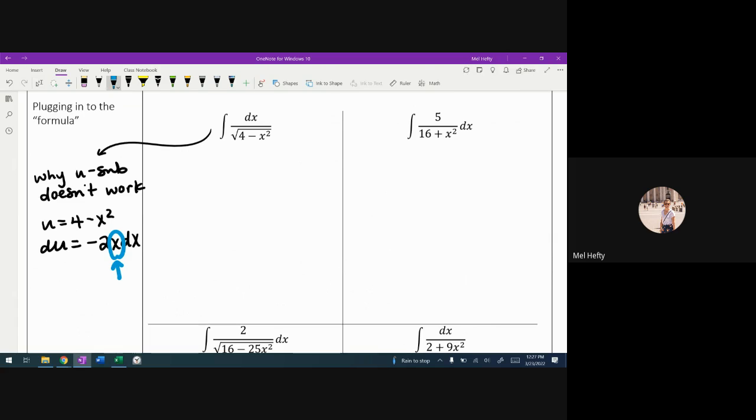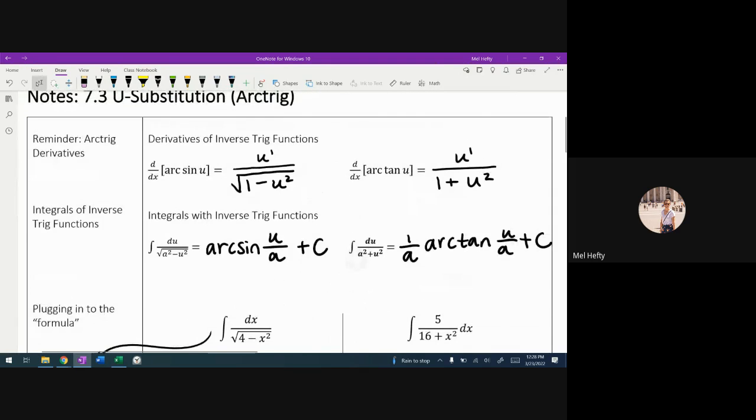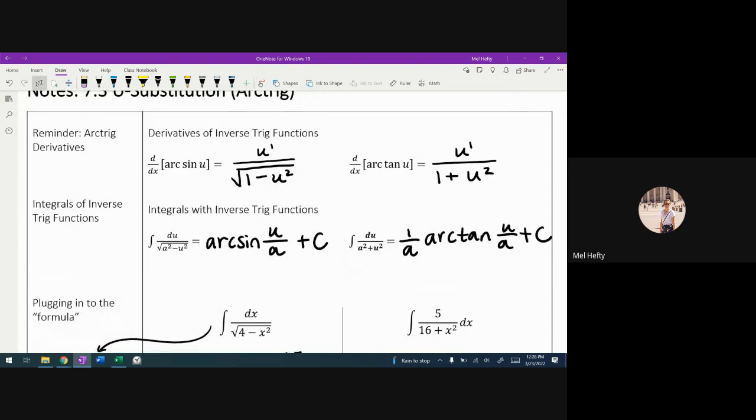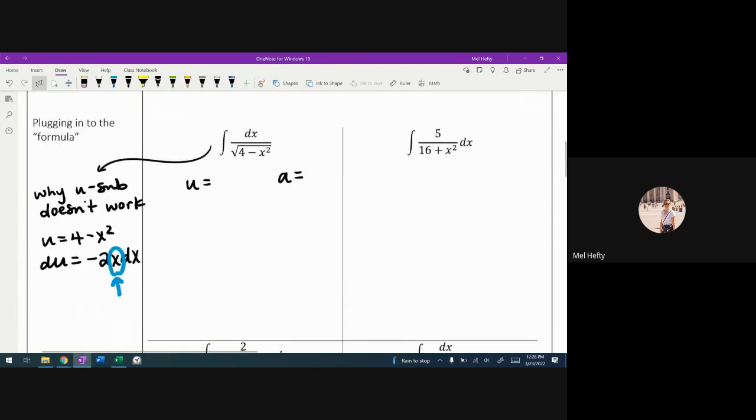So if that is the case, where you have an extra x in your du, you want to start thinking about arctrig. So that's when we can do these questions. So I want instead to think about arctrig. Now, do you think this first one is going to be arcsine or arctangent? Why? Square root. All right. So we're going to find out what U is and what A is. Keep in mind, kind of like Derek was noticing in these formulas, both of those things are squared in the formulas. So what do you think U is?